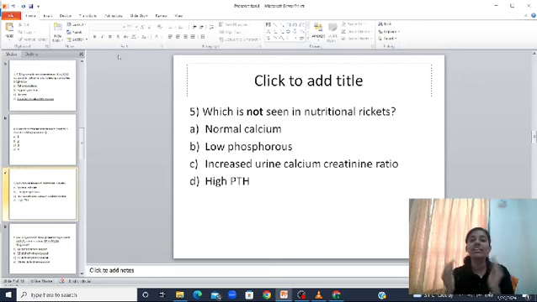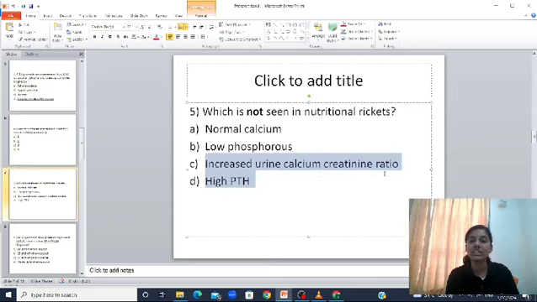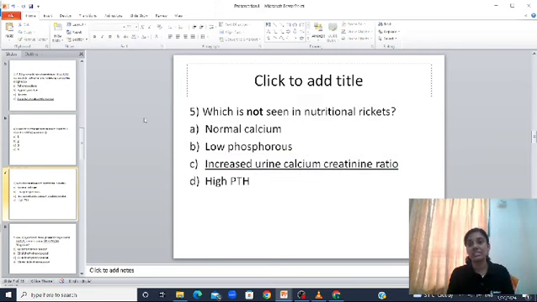The child will have a decreased phosphorus level. Why? Because of your increase in parathyroid hormone, there will be an increased excretion of phosphorus, which will lead to your hypophosphatemia. So the answer for this question, that is, which is not seen in nutritional rickets, is the increased urine calcium by creatinine ratio. There won't be an increased excretion of calcium in your urine. Instead of that, there will be an increased excretion of phosphorus.